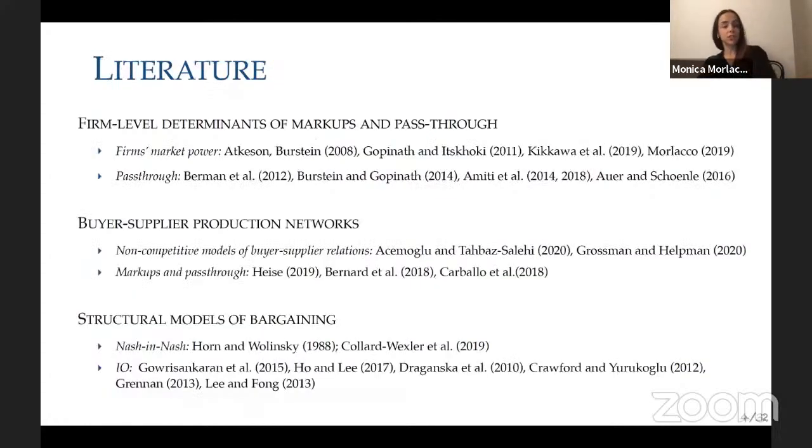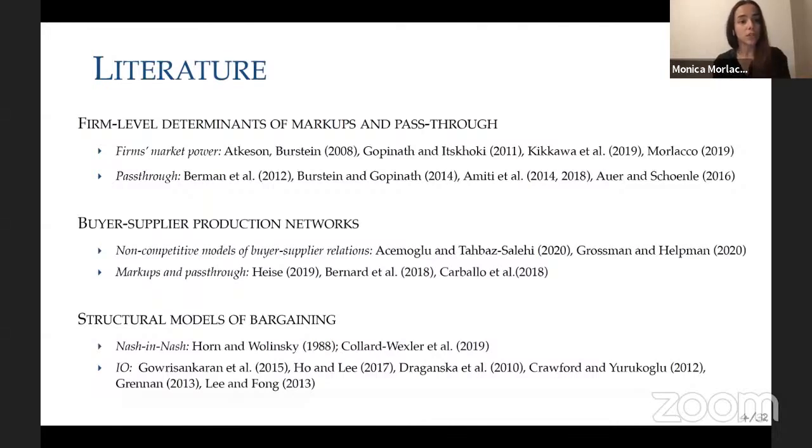Okay, so in terms of the literature, I'm going to be kind of brief here, but we think we contribute to three main strands of the literature. First and foremost, we contribute to a literature studying the firm level determinants of markups and pass-through. There's an enormous amount of work that I could cite here, I just reported a few, but obviously in terms of the pass-through literature, the main papers that are related to ours are the work by Berman, Martin, and Mayer, and Amiti, Itskhoki, Konings, for instance.